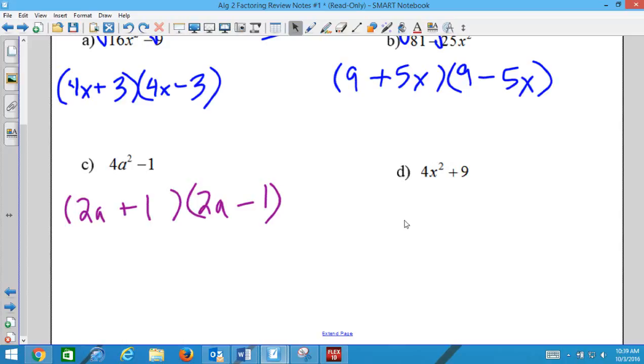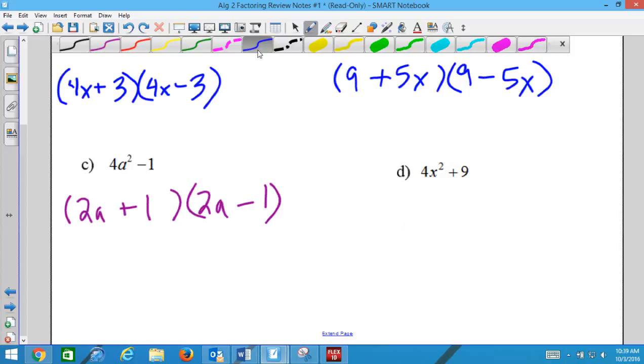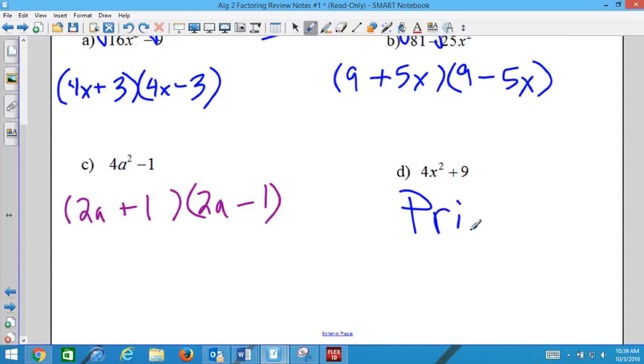Question D. Is it subtraction? No. Then you can't do it. Don't make up your own rules. If it is not subtraction, then we can't do it. And this is a prime number. It does not have other factors.